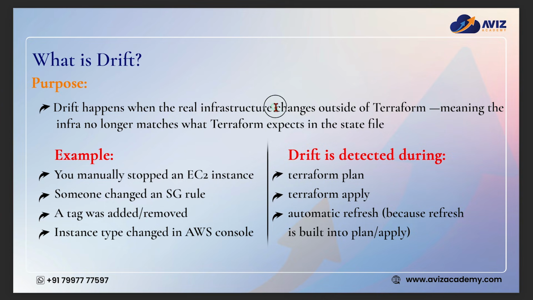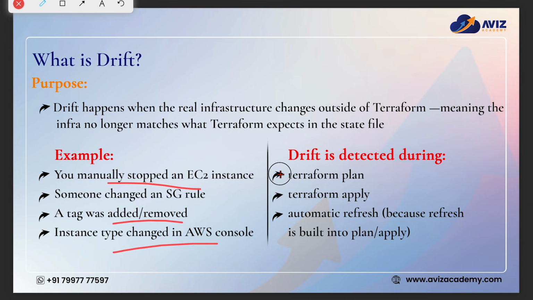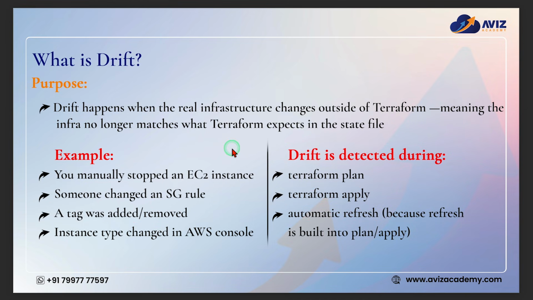If the changes happen by using Terraform, no issue. Terraform is going to track all the changes and update the state file. But someone changed your EC2 instance security group rules, someone added or removed a tag, someone changed an EC2 instance, or someone manually stopped an EC2 instance instead of using Terraform, right? So then what can we do? We can use commands like Terraform plan and Terraform apply, and we can identify what changes happened.